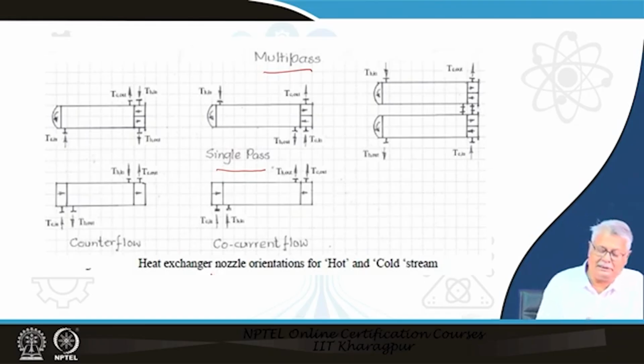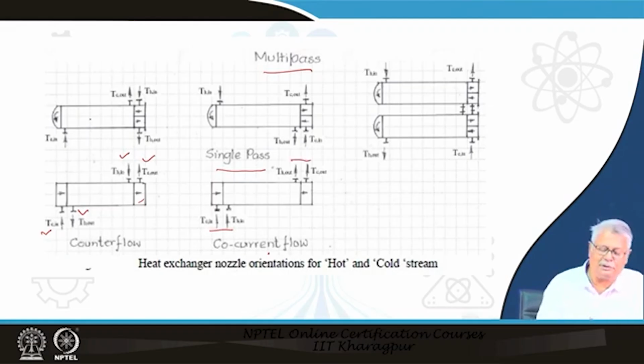Here you will see that in case of a counter flow and a co-current flow, the matter is simple. Usually you will have the cold fluid inlet here in the tubes, and it exits here. The shell fluid will enter from the top and it will come out from the bottom. In case of co-current, both will enter from the bottom and exit from the top.